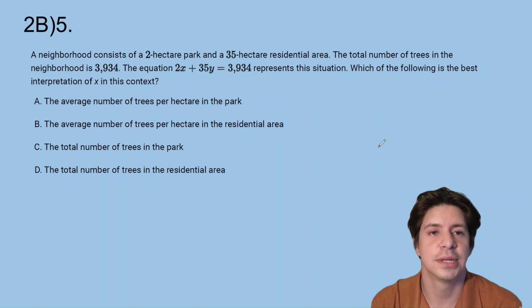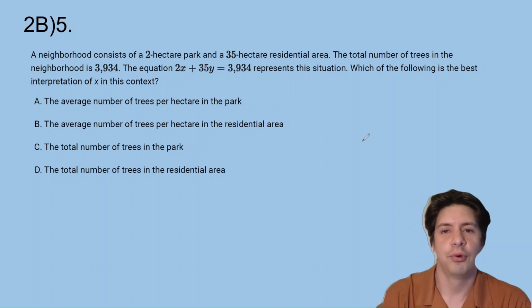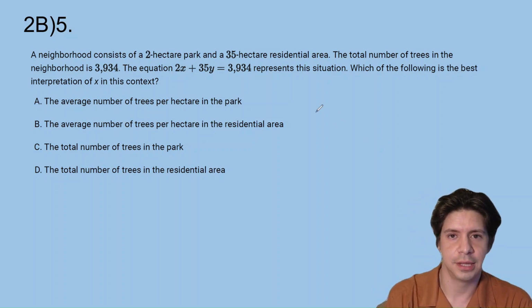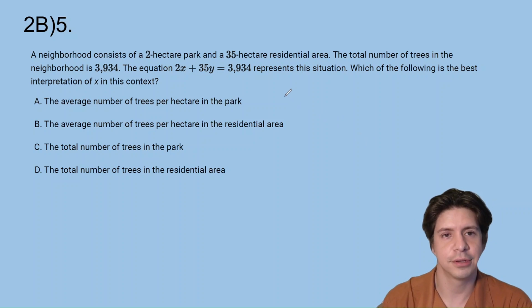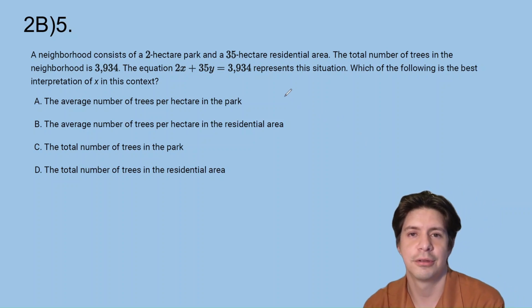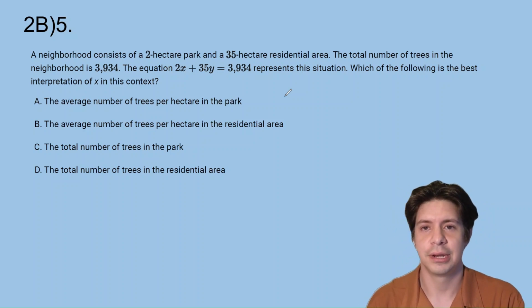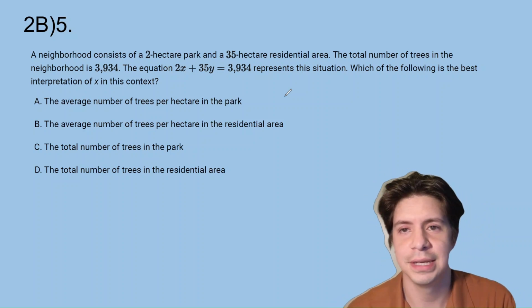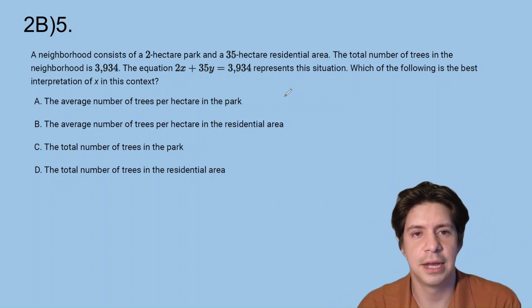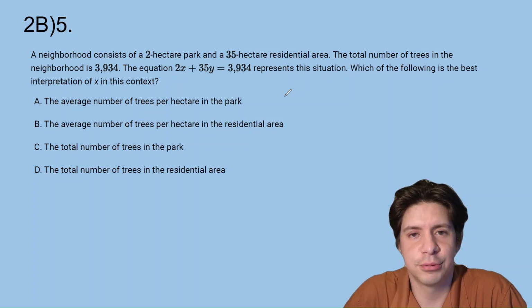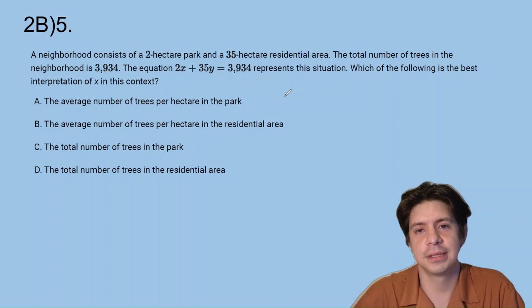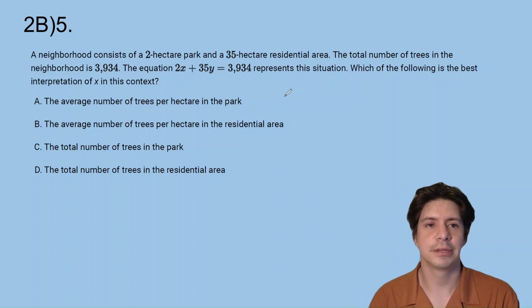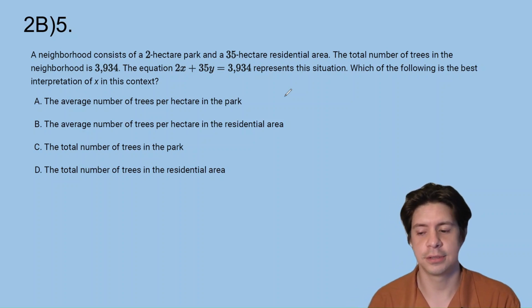Okay, so this question is more abstract than usual. I'll read it and then you'll see what I mean by that. A neighborhood consists of a 2-hectare park and a 35-hectare residential area. The total number of trees in the neighborhood is 3,934. The equation 2x plus 35y equals 3,934 represents this situation. Which of the following is the best interpretation of x in this context?